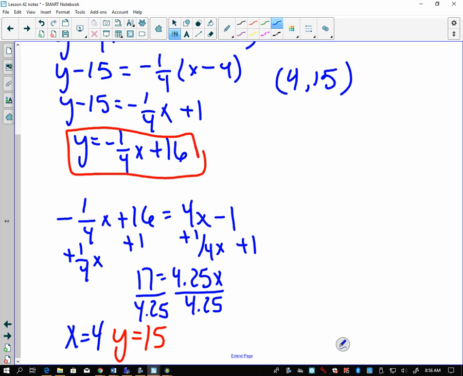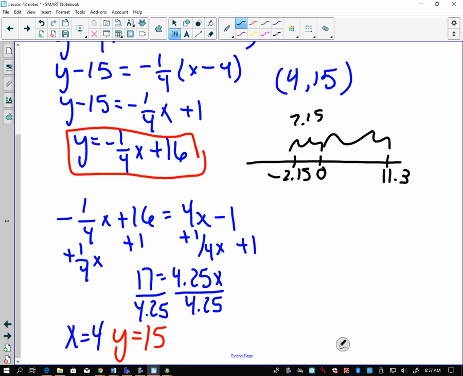So negative 2.15 and 11.3. In that case, this is 11.3 and this is negative 2.15. So I'm going from this distance. This is 2.15 and this is 11.3. So I'm going to add those things together. I should get something like 13.45. Okay, and that's my answer.